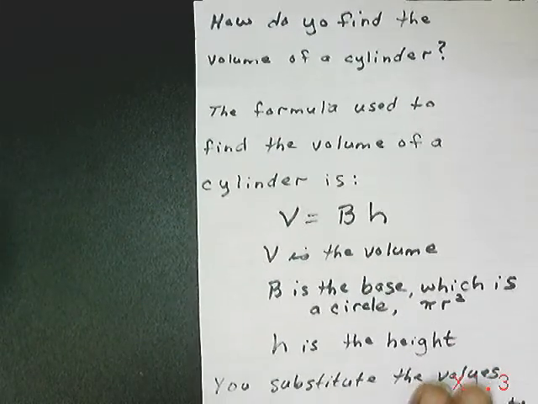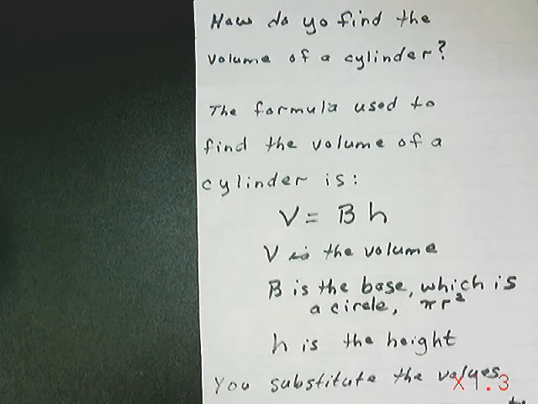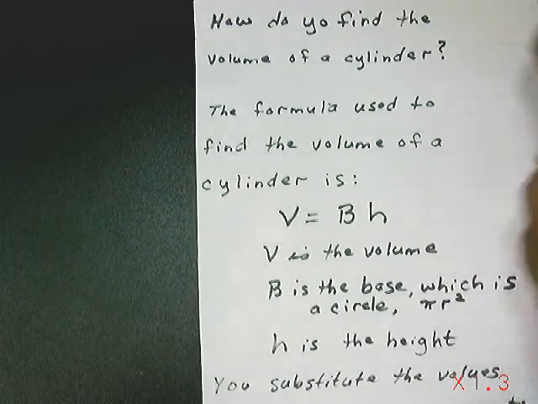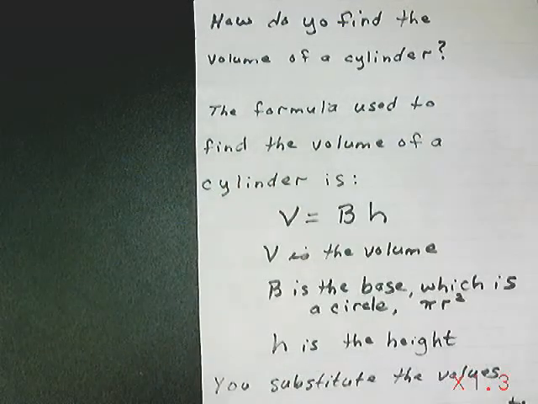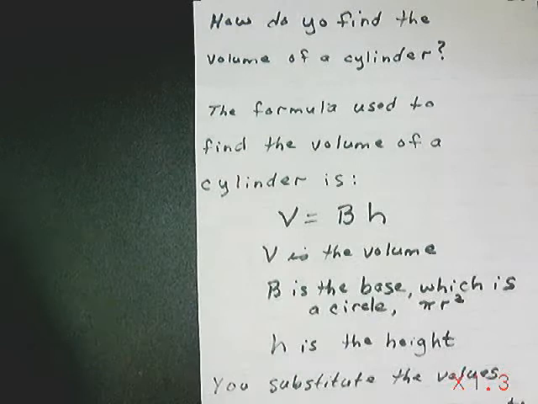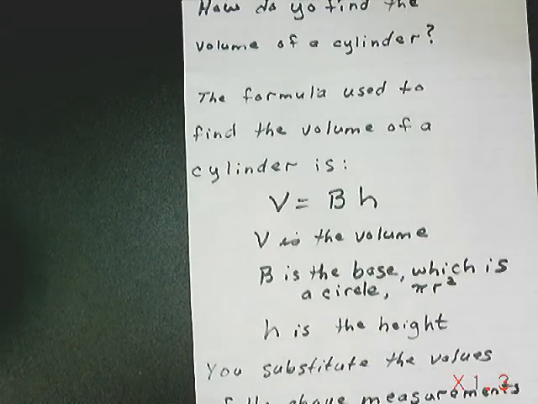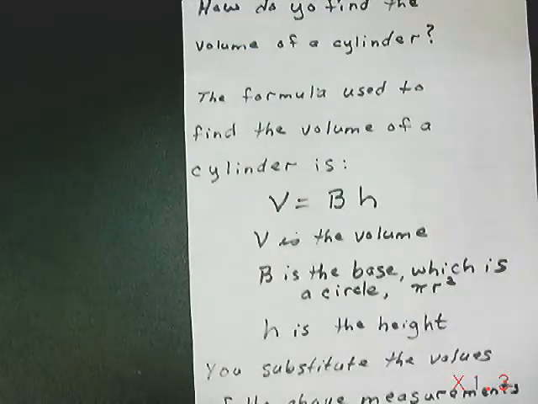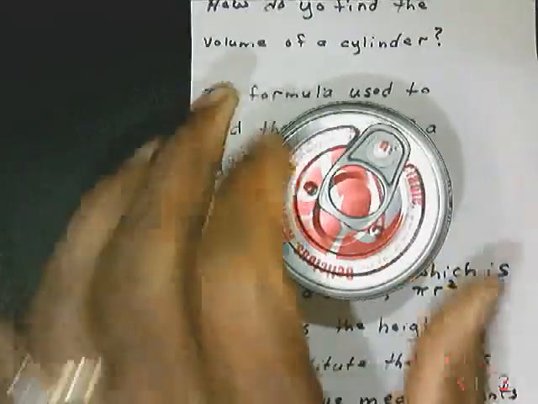So, how do you find the volume of a cylinder? The formula for finding the volume of a cylinder is V is equal to capital B times H. As you recall, the base of my can is a circle. So the base is a circle, and to find the area of a circle, A is equal to pi r squared. H is how tall the can is.